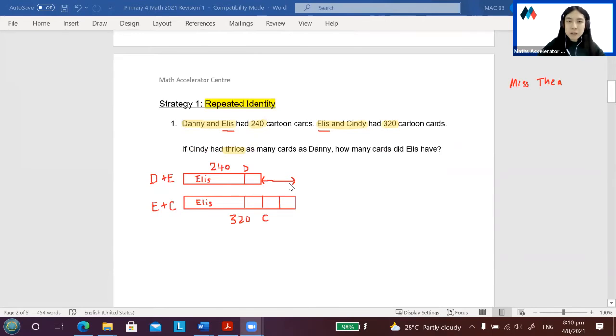Here we know that the difference between this top model, Danny and Alice, and this bottom one, Alice and Cindy, makes 2 units. So let's start by finding the difference between Alice and Cindy and Danny and Alice. Alice and Cindy is 320, right? Danny and Alice is 240. Can anyone tell me what this equals to?